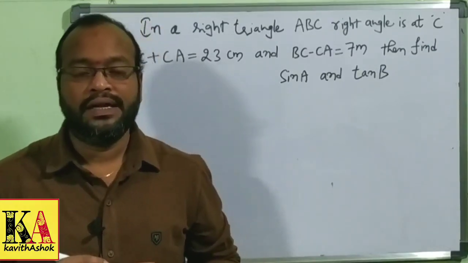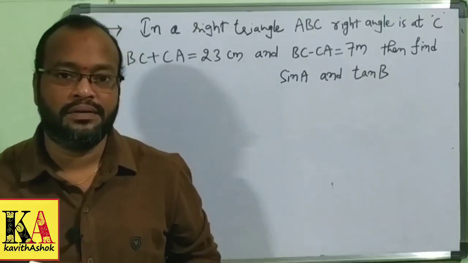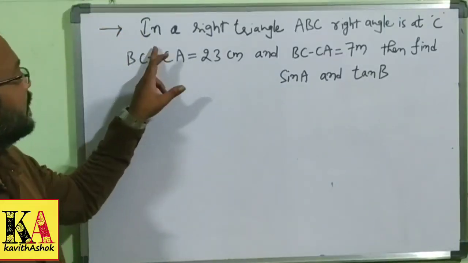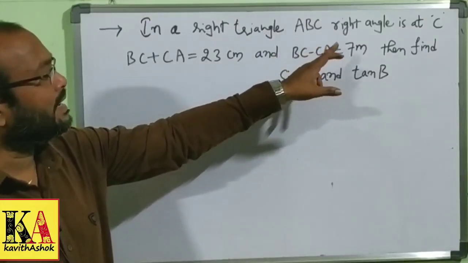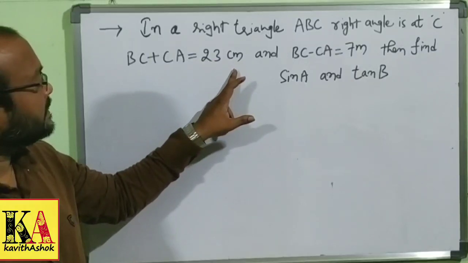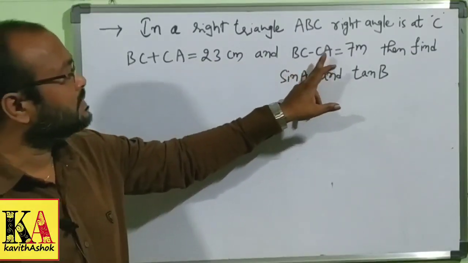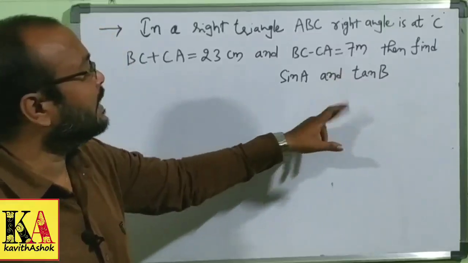Today we are discussing an important problem in the 10th class trigonometry chapter. What is given here? In a right angle triangle ABC, right angle at C, BC plus CA is equal to 23 centimeters, BC minus CA is equal to 7 centimeters. Then find sin A and tan B.